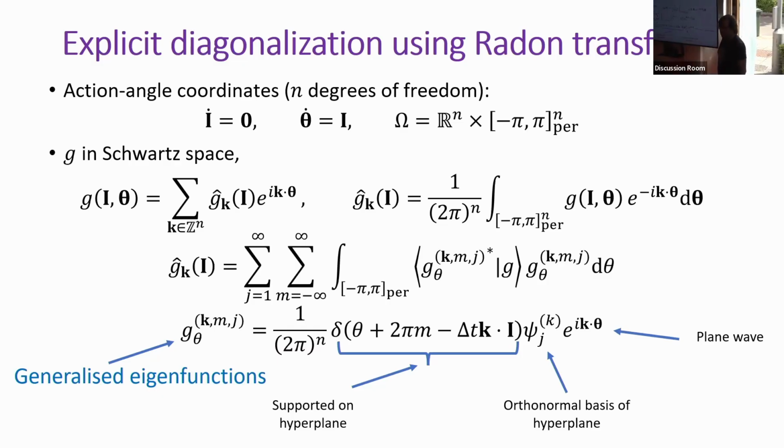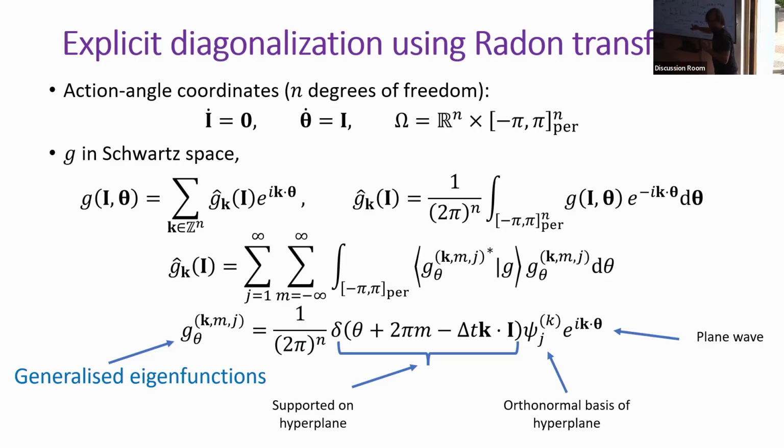And where's the Radon transform? The Radon transform is how you deduce this step here. So you've got Fourier here, and that's because you're integrating over a hyperplane.